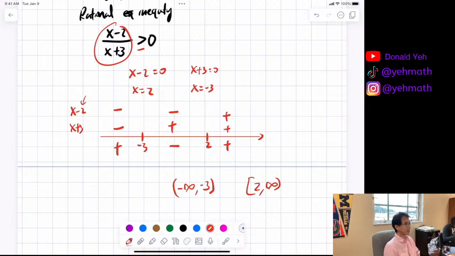Because of negative 3, it's going to cause undefined. So it's an asymptote. If the denominator equals 0, it is an asymptote. So that is not an answer. Does that make sense? Because you cannot have negative 3 on the denominator. So this one's a little bit trickier. Am I going too fast?